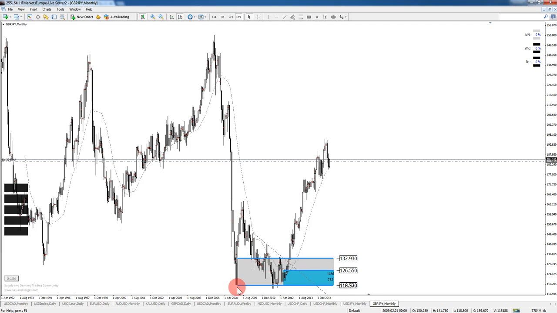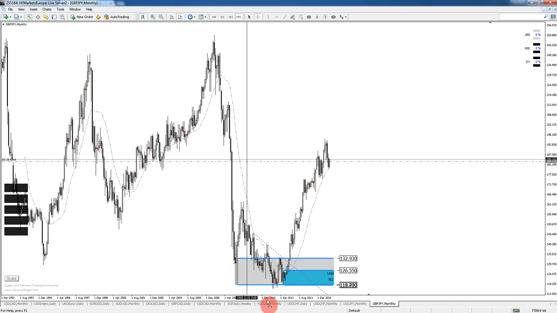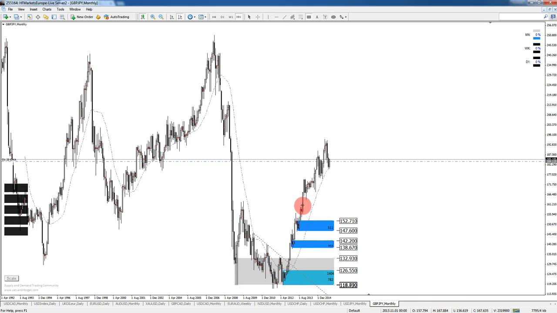Maybe I said area of demand, potential area of demand, because there is more than 3-to-1 to the opposing area, and price overshot, trend line break, new area of demand, new area of demand, new area of demand.